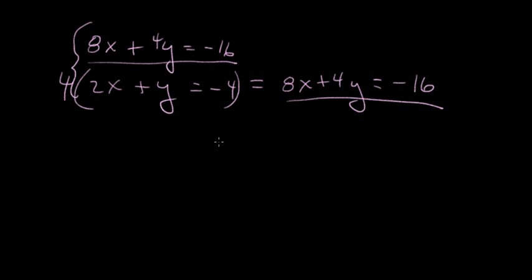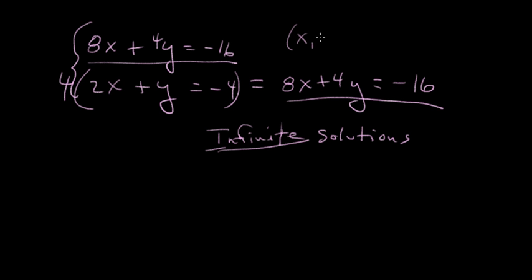And so what this means is there are an infinite number of solutions. Okay? Infinite solutions. Because every combination of x and y that's going to make this a true statement, and remember, there are an infinite number of combinations of x and y that make up this line.